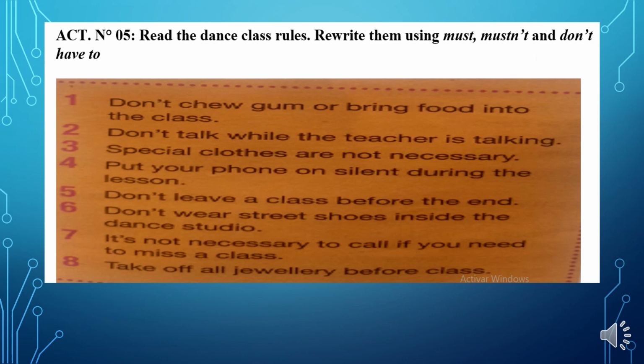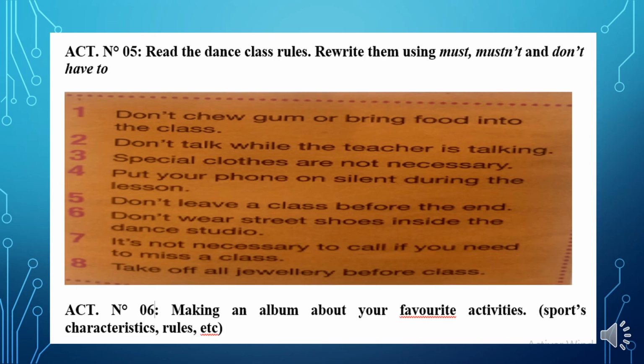Activity number 5: read the dance class rules. Rewrite them using must, mustn't, and don't have to. I have explained it before. And you have to solve activity number 6.